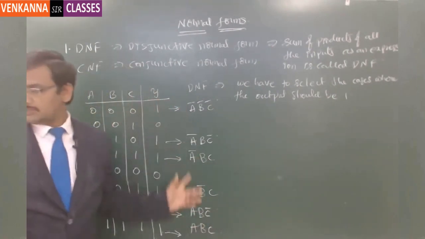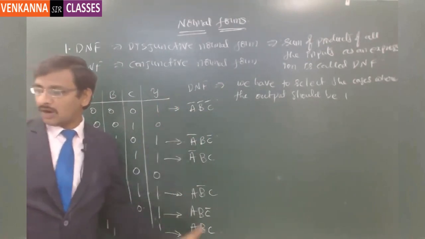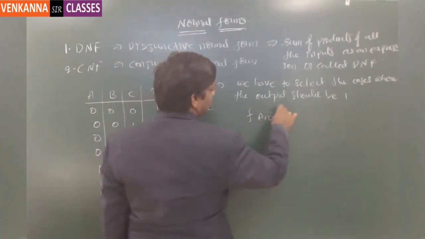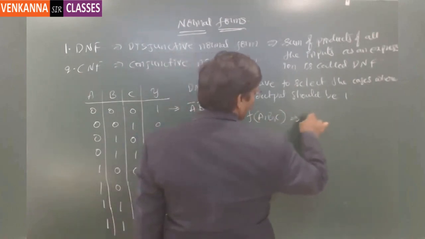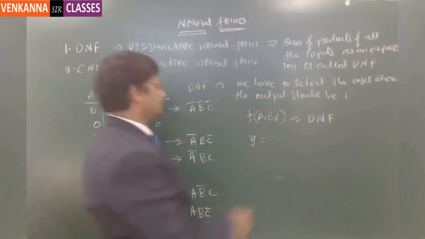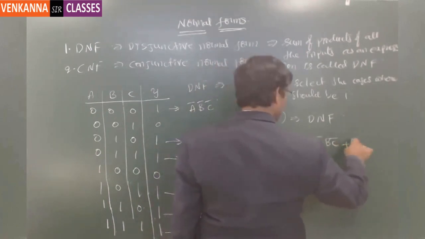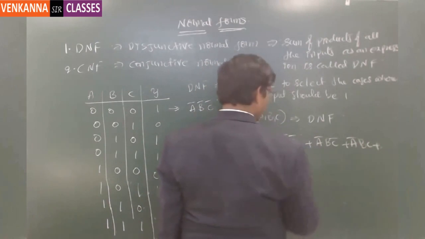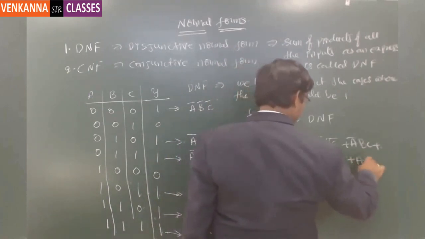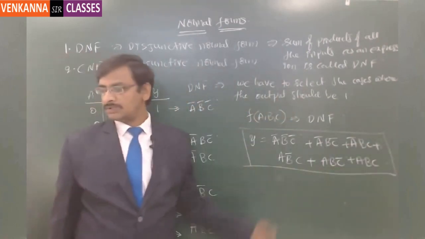Now for these inputs, if you notice, if I give an AND gate like this, A bar, B bar, C, I am going to get an output of 1. Now if I add all these things together, I call this function the DNF. So that is f of A, B, C, which is the DNF, disjunctive normal form. So this is y equal to the sum of all these things, that is A bar B bar C bar plus A bar B C bar plus A bar B C plus A B bar C plus A B C bar plus A B C. So this is the DNF. Got it? Understood?